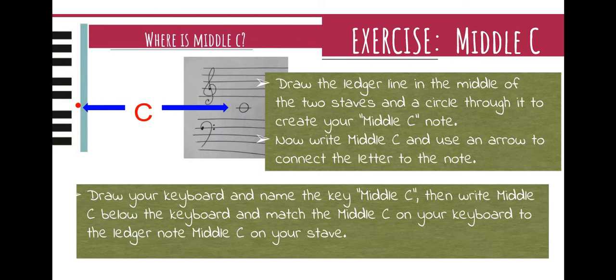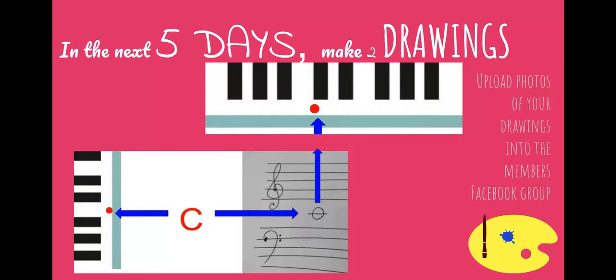Then draw your own keyboard. Remember, you need to have the 2 black keys and 3 black keys, and draw a little round circle for your C key. If you have some pencils or felt tip pens, you can colour in your C notes with a red pen as well.